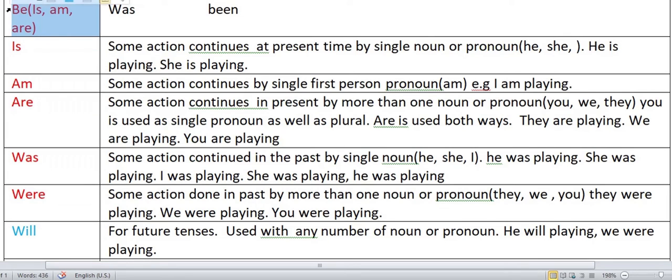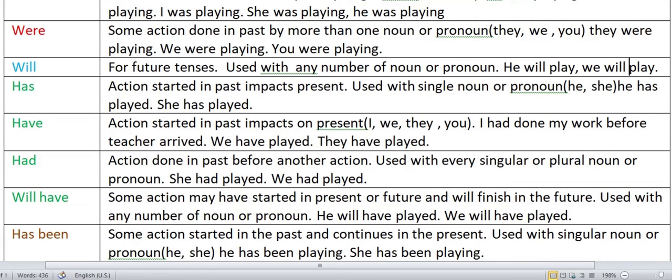Okay, just look here. All these red ones are used in the continuous tenses, whether it's past, present, or future, and we will study it further. Okay, next we have will. Will is specific for the future tenses. For future tenses, it is used with any number of nouns and pronouns. This is a good thing about will. You don't need to bother about the singularity or plurality of the noun and pronoun. It is used with all nouns, like he will play, we will play. It doesn't matter if it's singular or plural.